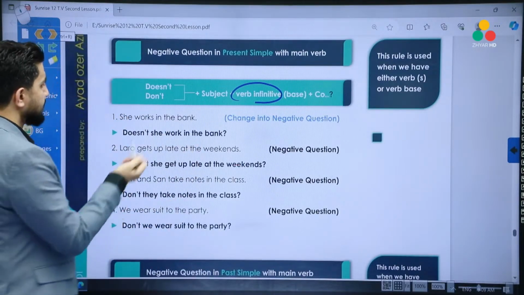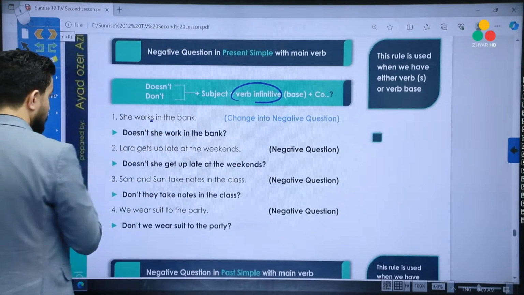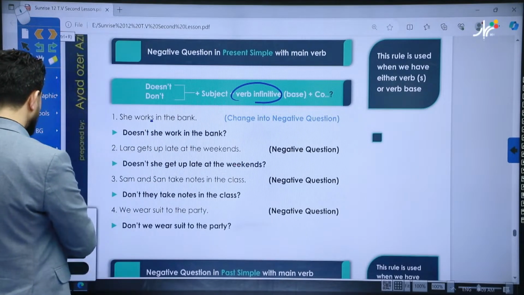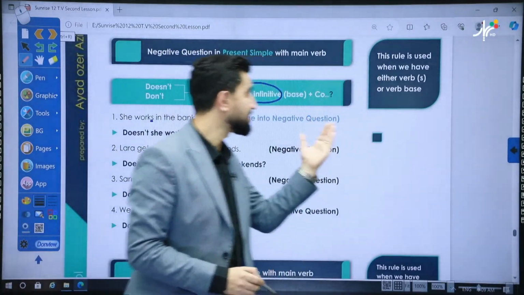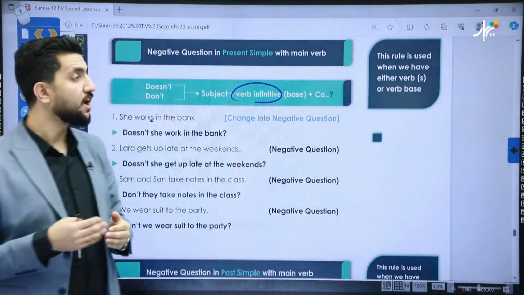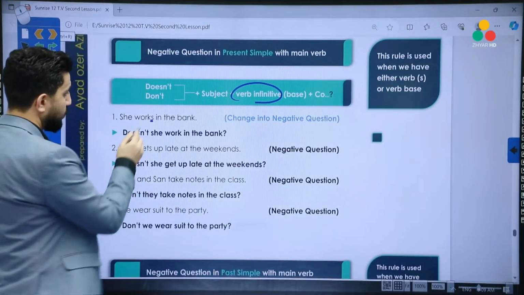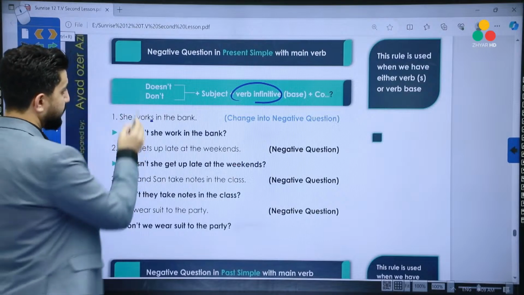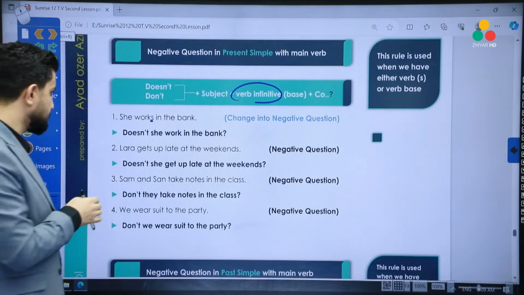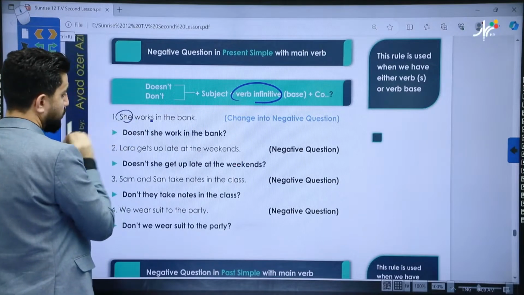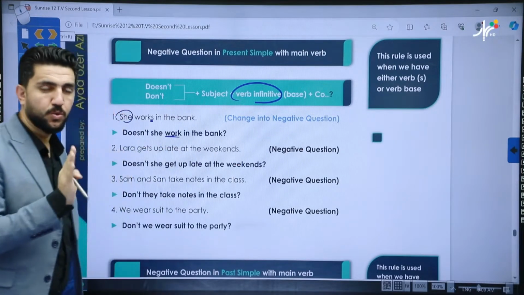For example, look here: she works in the bank. Works, right? Since we have s, you know that it's present simple, because the rule is used when we have either verb with s or verb base. So in this case, we have works. If we have works, that means we use doesn't, for he, she, it. Since we have she, what do we say? Doesn't she work? Not works.